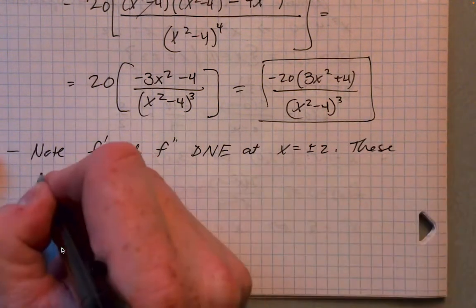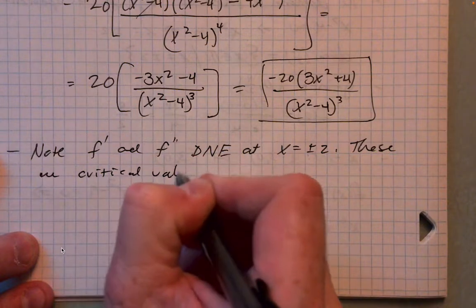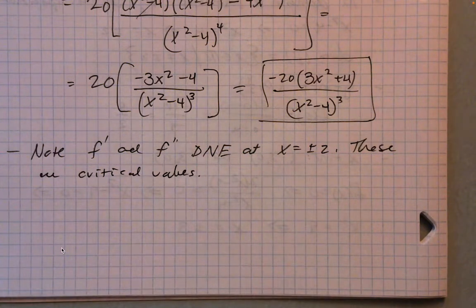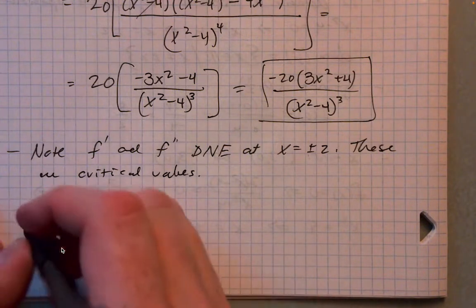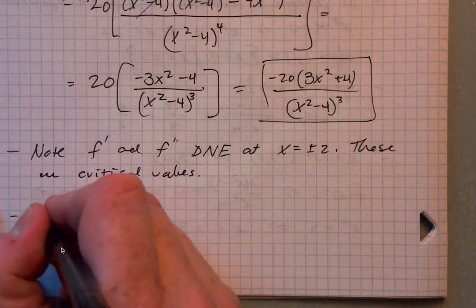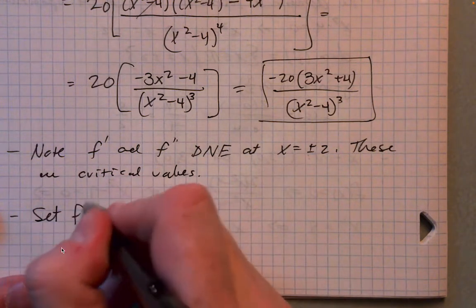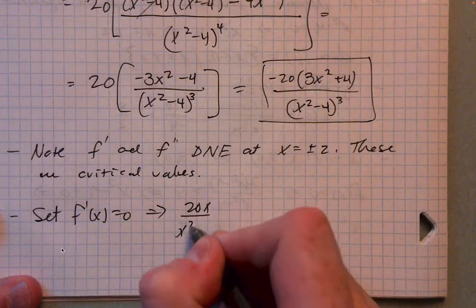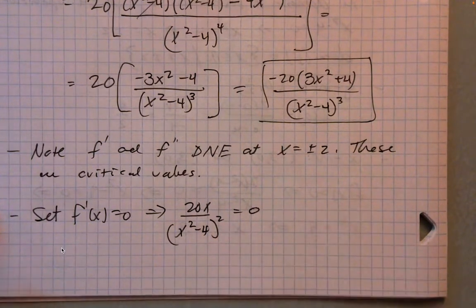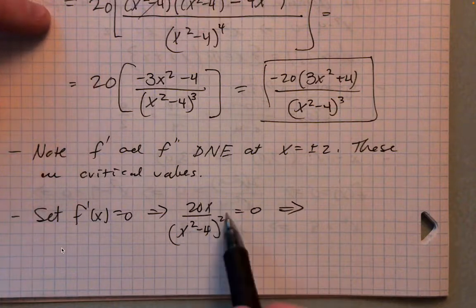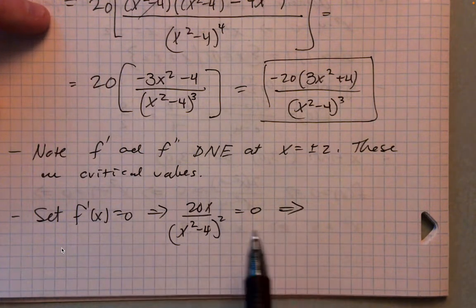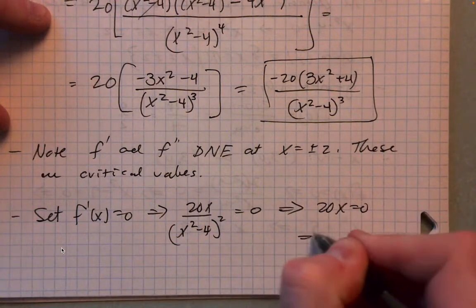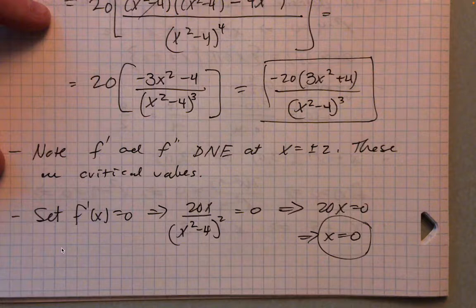So we would note that these are critical values, right? Because that's where you're going to frequently find asymptotes or extrema, potentially. Okay, and so then let's find the rest of the critical values. Let's set f prime of x equal to 0. And so doing that, we would get 20x over x squared minus 4, quantity squared equals 0. And from that, we can see that the denominator, we can multiply both sides by that and get rid of it. And so 20x equals 0 implies x equals 0 is a critical point. Okay, got a critical point there.